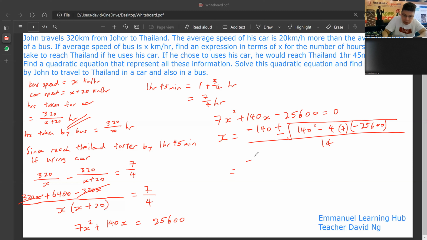Here you can ask the calculator. 140 squared, minus times minus is plus, so plus 28 times 25600. 4 times 7 is 28. Minus and minus gives plus. You have 736400. So I square root this, and I have 858.1375.